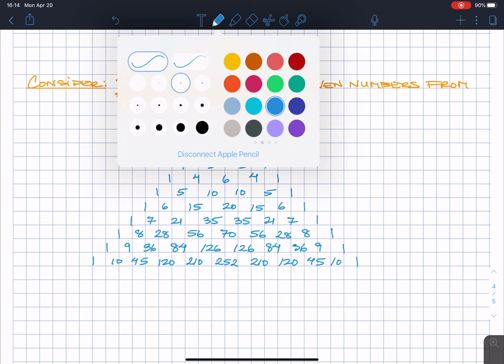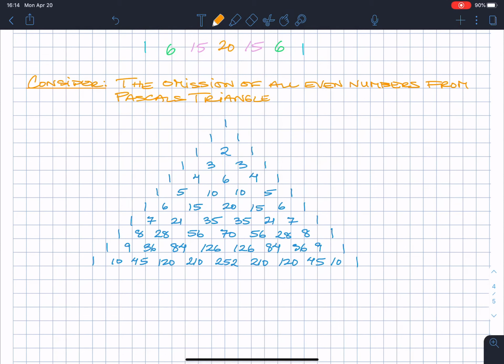So what I'm going to do is I want to omit, what color should I use? Maybe orange. I'm going to omit all the even numbers, but I'm going to do them in a very sneaky way. So I'm going to do this. So I'll get rid of that too. And then look at all these even numbers here. They go to this 20 down here. So I'll omit all these even numbers here.